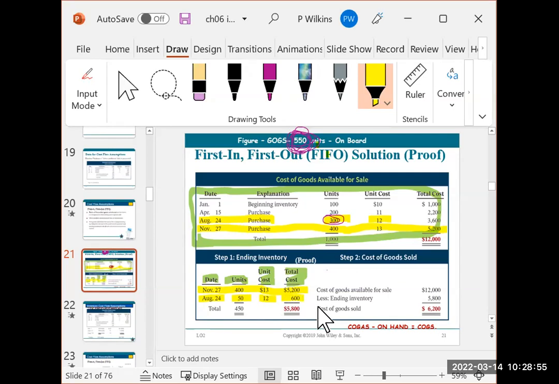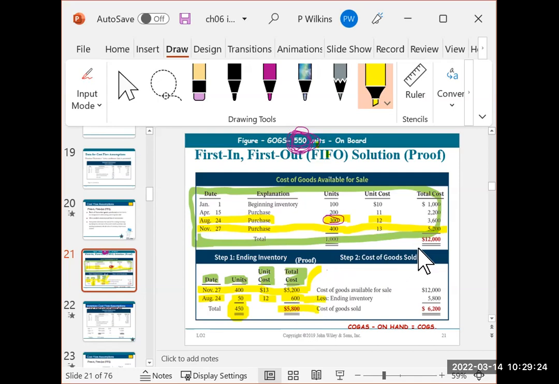That makes $600. So now we have a total number of units of 450. That's how many were in ending inventory, and that's what we wanted to get to. The total cost of that ending inventory using the FIFO method is $5,800: 400 units at $5,200 and 50 units at $600. So the total cost of ending inventory is $5,800.